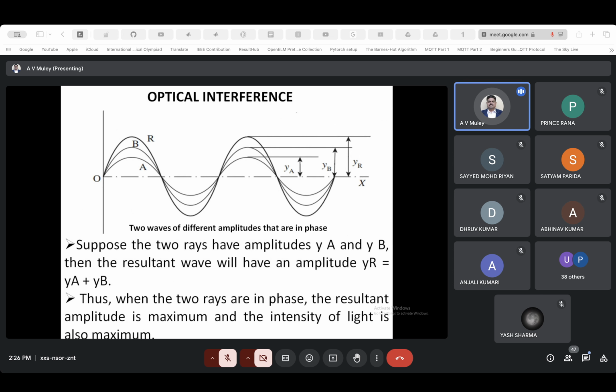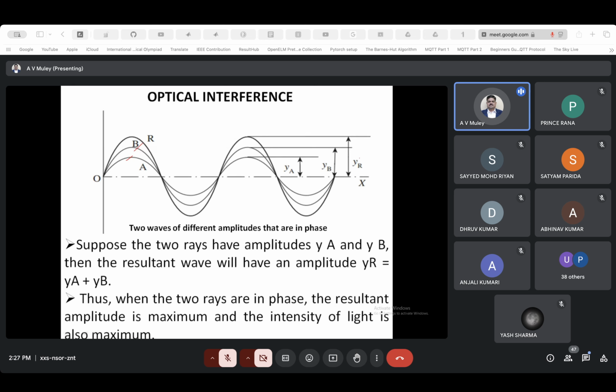After that comes optical interference. This is basically a phenomenon. So look, you have two light rays, and these light rays have, for example, the same kind of phase, that is, they are in phase. There is no phase difference, so naturally it will look just like a sine wave as shown in the figure. One of the light rays is A, another is B, and they move in this particular way. Suppose the two rays have amplitudes ya and yb, then the resultant wave will have amplitude yr, equal to ya plus yb. Thus, when two rays are in phase, the resultant amplitude is maximum and the intensity of light is also maximum. So this is also maximum.